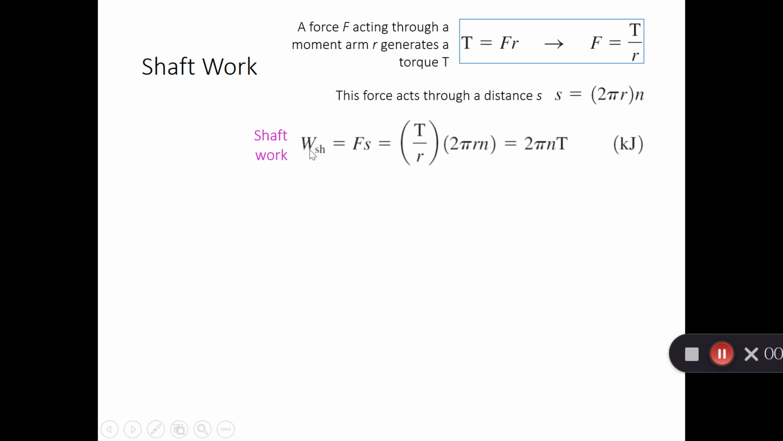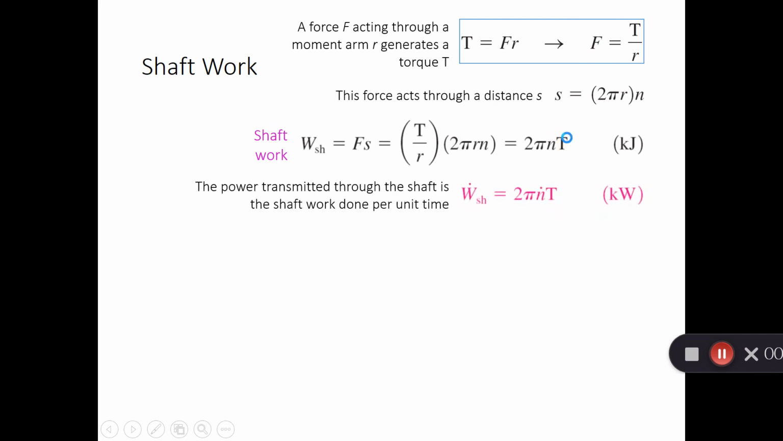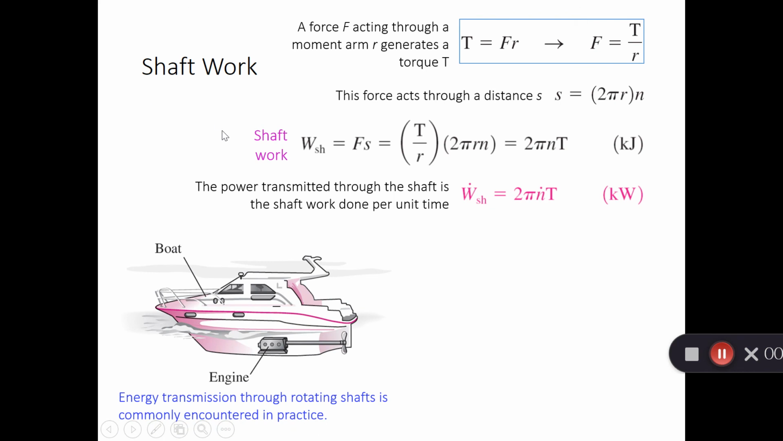We write shaft work as W_SH to represent shaft. If you have to calculate it, this is the equation: 2 pi times revolution times torque. Torque is simply force times radius of rotation. Very simple. And then power, of course, is work divided by time, so this whole equation divided by time. Which part can you divide by time? Of course, the revolution. That's the speed, the angular speed, n over t.